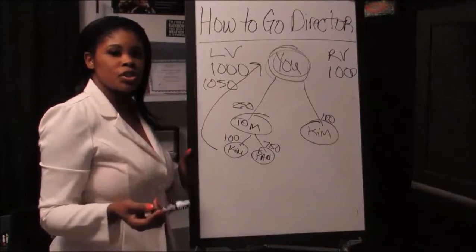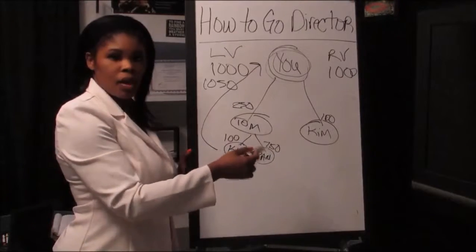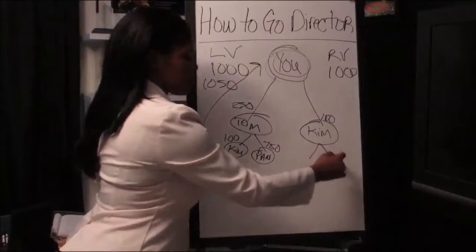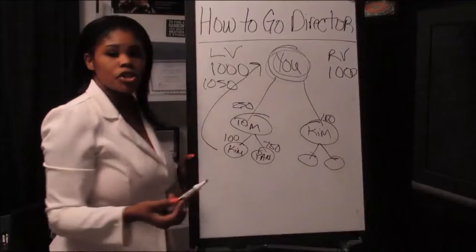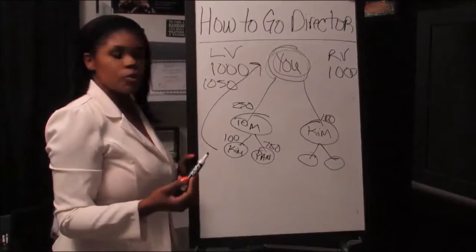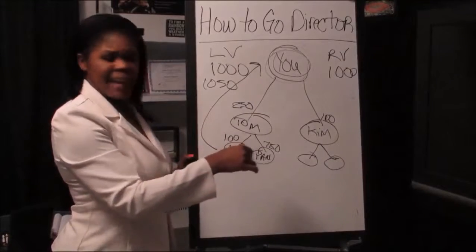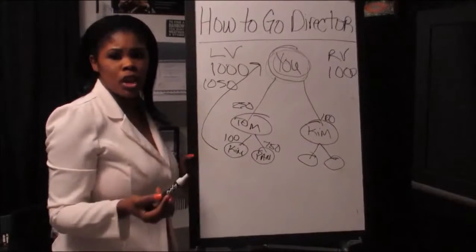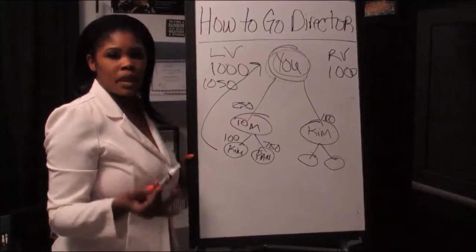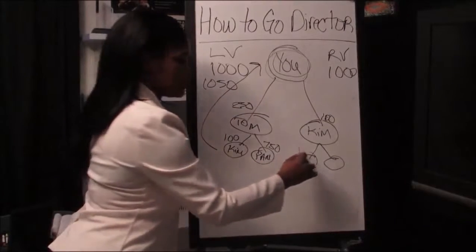So the next thing you want to do is you want to start working with Kim, okay? So Kim, you're going to make sure that Kim gets her 2 people as well. And just say she brought in 2 people and they both came in on a $300 pack, so that means they both came in with 150 points in volume.